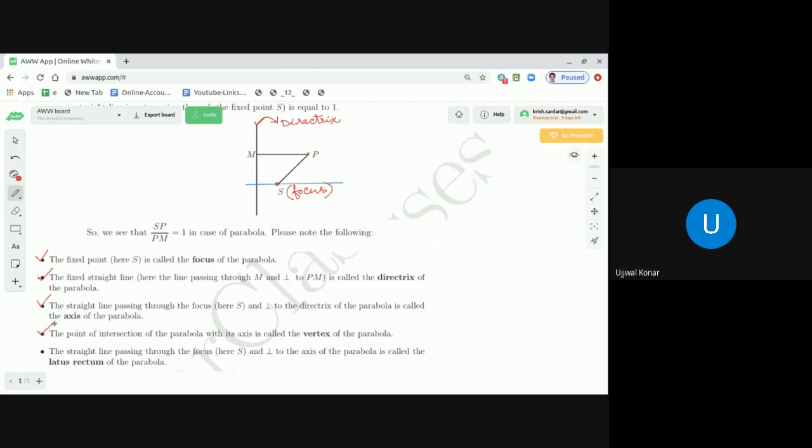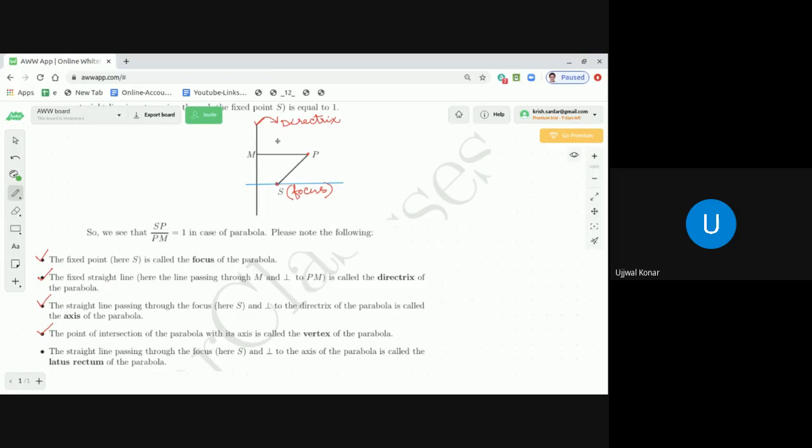The straight line passing through the focus and perpendicular to the axis of the parabola is called the latus rectum of the parabola. So dear students, if I want to draw the latus rectum of the parabola with this diagram, in the green color, let me read the statement and draw accordingly. The straight line passing through the focus here and perpendicular to the axis of the parabola.